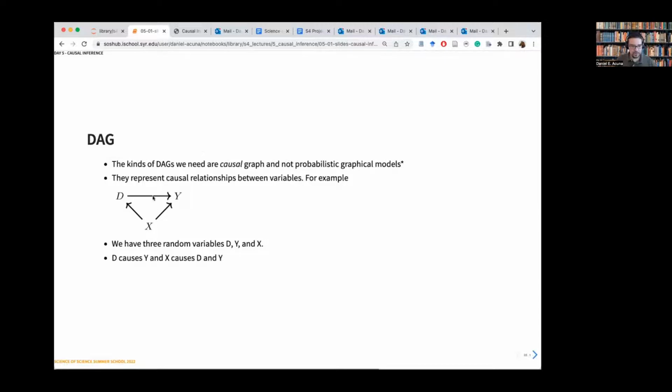So this is a causal DAG, a causal graph. It's not a probabilistic one. They represent relationships between variables. So we have three random variables, which are all probabilistically random variables, but the arrows here mean cause and effect. An arrow from D to Y means D is causing Y. An arrow from X to D means X is causing D, and there is another arrow to Y, which also means that X is causing Y.